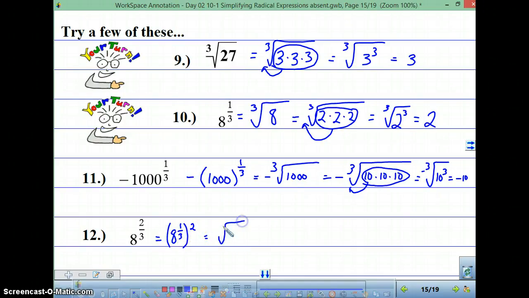That's the same thing as the cube root of 2 times 2 times 2, squared. I see my triple here. It comes out. Okay. So I end up with 2 squared. I still have the squared part on the outside, and that equals 4.